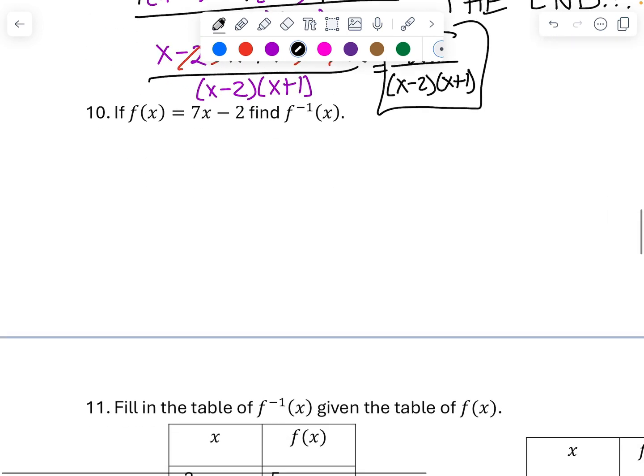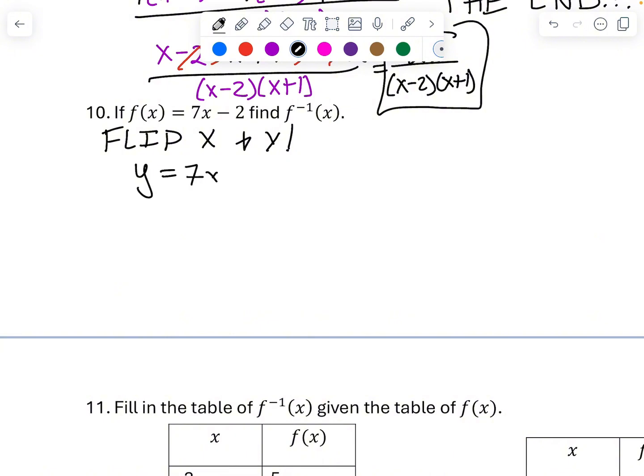Now let's talk about something a little more recent, and let's talk about inverses. When I give you a function, I am always able to find some sort of an inverse. Now, if that inverse is a function or not, that's a good question. But to find an inverse, the very first step and the most important step is to flip x and y. If you do not flip x and y, you are not finding an inverse. Now remember, f of x is the same as y. So I have y is equal to 7x minus 2. Flipping x and y, I get x is equal to 7y minus 2.